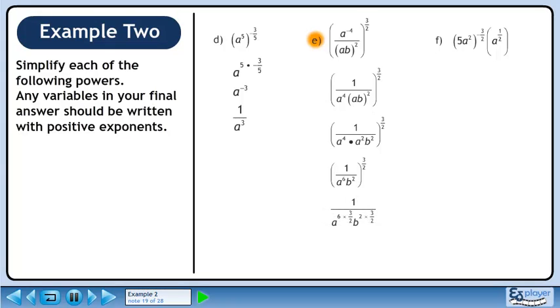Now raise everything in the brackets to the power of 3 over 2. In the numerator, 1 to the power of 3 over 2 is still 1. In the denominator, we'll multiply the exponent since we are raising a power to a power. Simplify to get 1 over a to the power of 9, b to the power of 3.